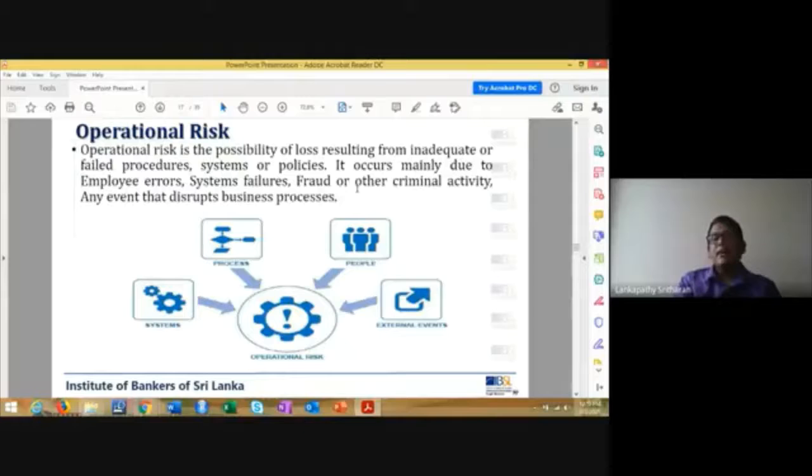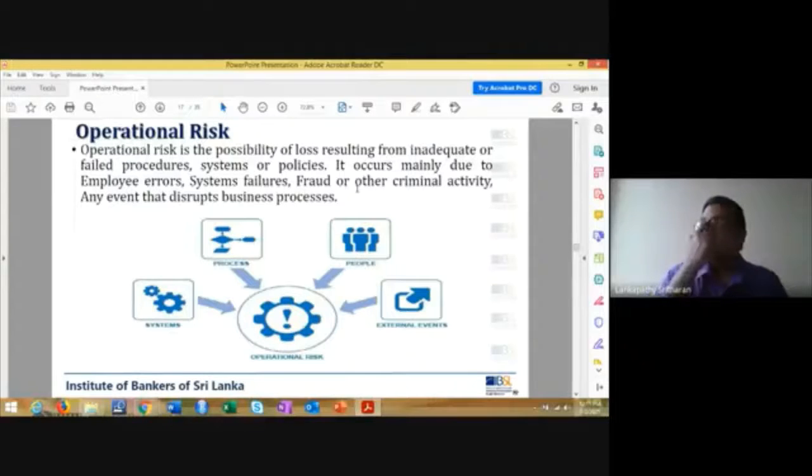For example, system failure. Nowadays everybody knows we are using IT systems. Even we had an experience, our connection was disconnected in today's class, it was disconnected earlier. Likewise, sometimes a bank's core banking system may fail or be interrupted, or due to some other failures, the IT could not be used, or they could not connect with the main server. So through system failure, there may be operational risk, and through the process.